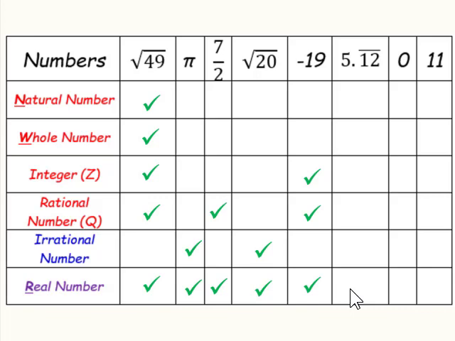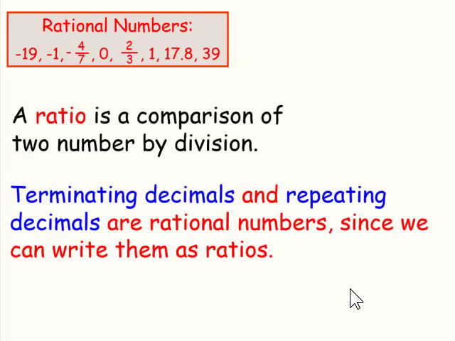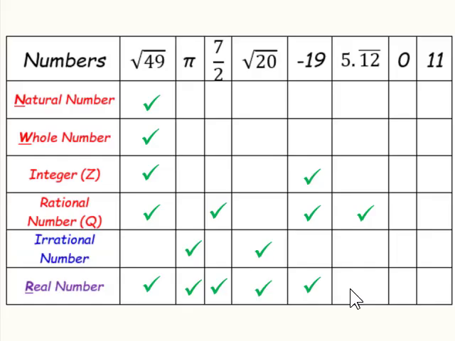We have a repeating decimal. A ratio is a comparison of two numbers by division. Terminating decimals and repeating decimals are rational numbers, since we can write them as ratios. Therefore, 5.12 bar is a rational number, and it's also a real number.